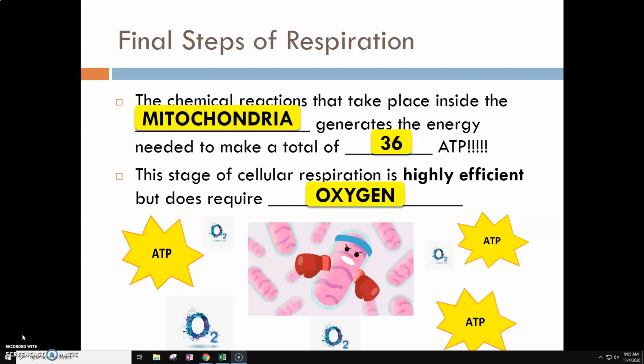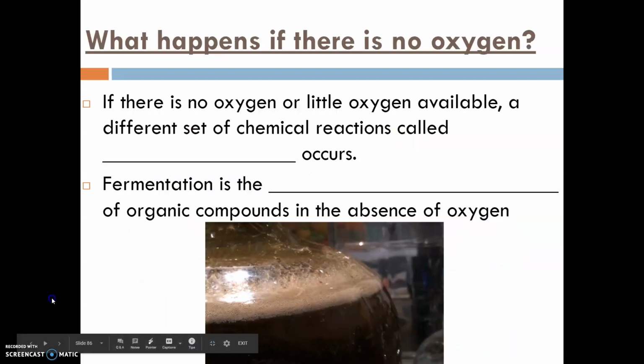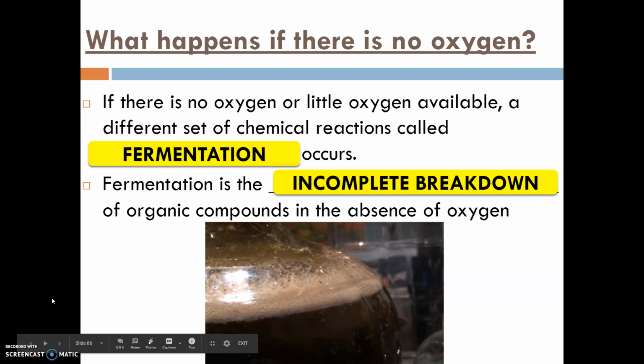The total generation of ATP is 36 are made. This stage of cellular respiration is highly efficient and it must include oxygen. But what happens when there's no oxygen or very little oxygen available? Well, a different set of chemical reactions must occur.